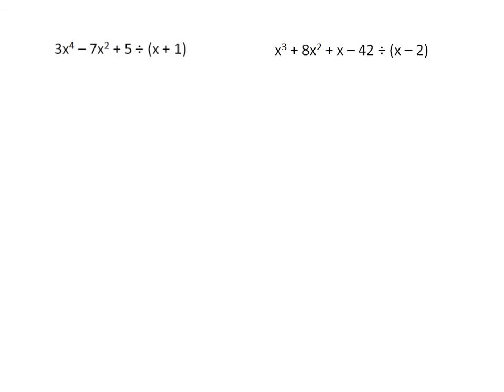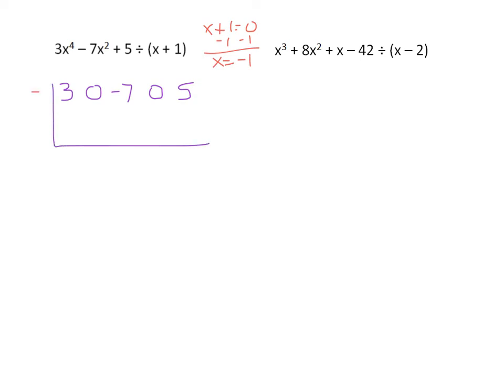So when we write our coefficients, we're going to have 3. We have a 0 for the x to the third. We have negative 7. We have a 0 for the x to the first, and then we have a 5. Okay, I'm going to solve this x plus 1 equals 0 right here by subtracting 1, and we get x equals negative 1. So we are going to put this negative 1 out here. All right, and now we bring that 3 down, and we go ahead and multiply and add through the polynomial.